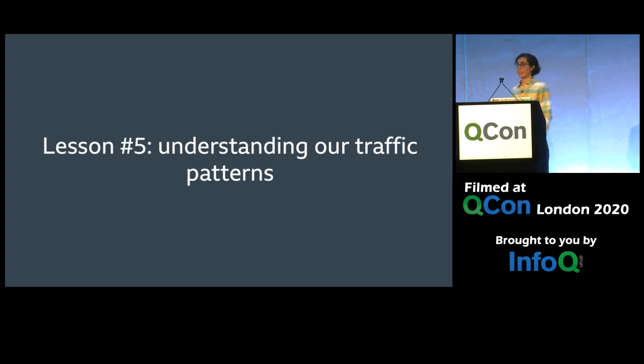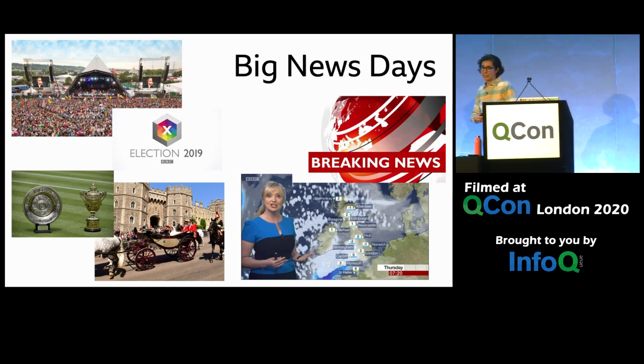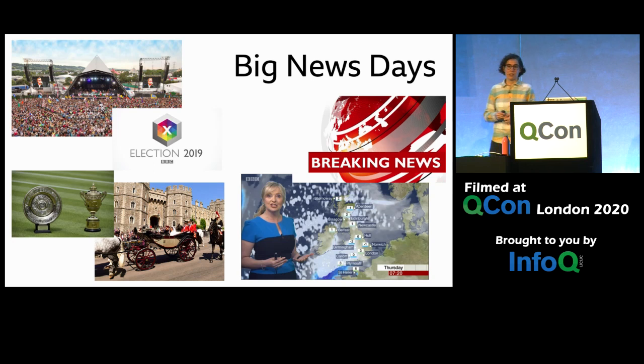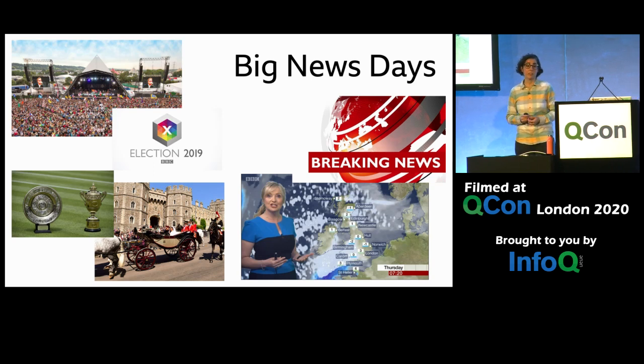Lesson number 5 is about understanding your traffic patterns. You usually make assumptions when you design an architecture and a service, and you break down microservices, about what your expectations of data flow are going to be. And we have something quite particular at the BBC, which we call Big News Days. We're a global media organization. We had some predictable news days, which can be big concerts and festivals, such as Glastonbury. People will go online en masse to watch them. There are general elections, which are also highly anticipated. They can also be tennis tournaments, such as Wimbledon, or even royal weddings.